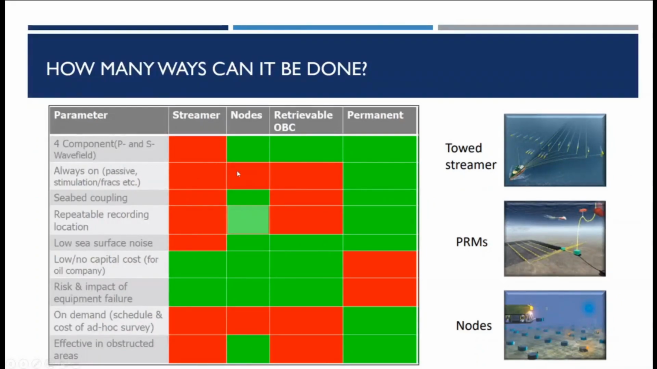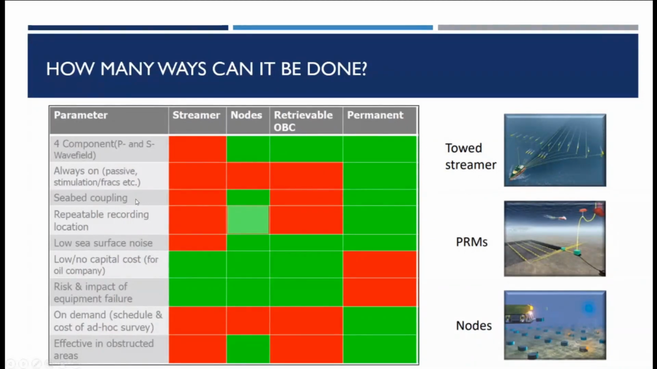Nodes is difficult to do because of the battery life, but these days nodes have improved quite a lot with charging on the nodes while it is operationally on. And retrievable OBC, since you are retrieving, it's not possible to keep it always on. But with the permanent, yes, you can. And there are specific benefits out of that as well.